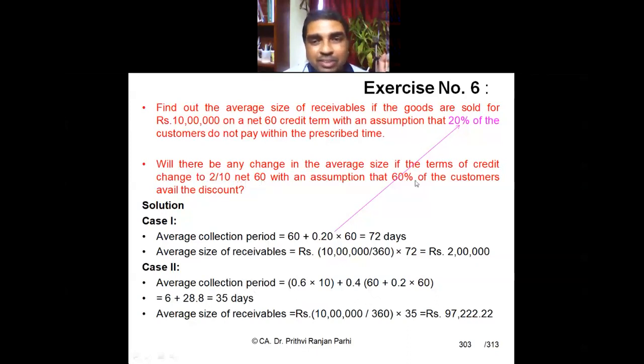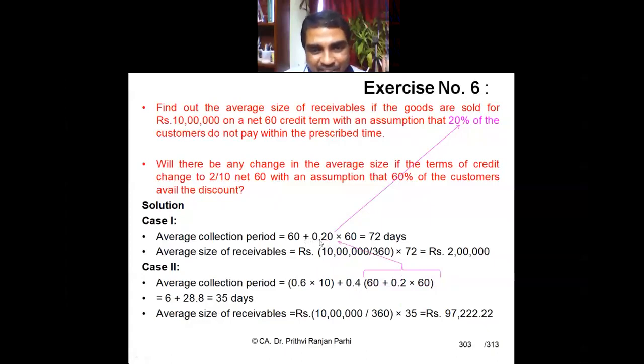60 days. We are saying 60% of the people are availing this. So average collection period is 10 days, but for 10 days only 60% of the customers will avail it. So 0.6 into 10. Remaining 40% will not avail. So for the remaining 40%, 0.4, now this portion you see, 60 plus 0.2 into 60. This portion is the same as here.